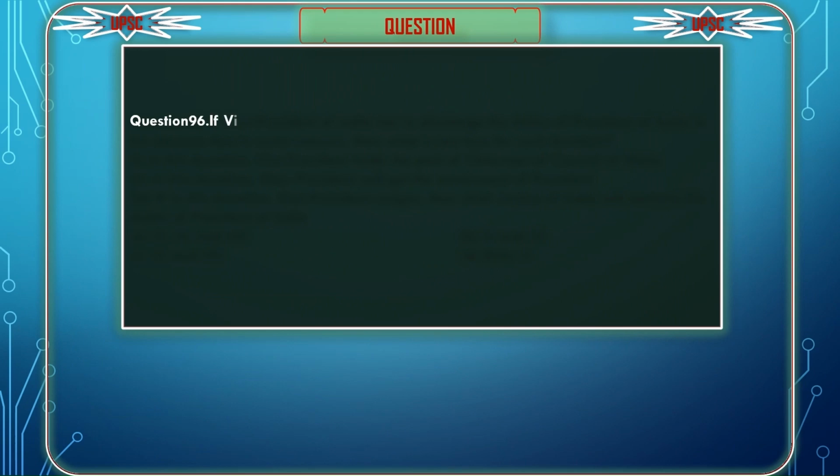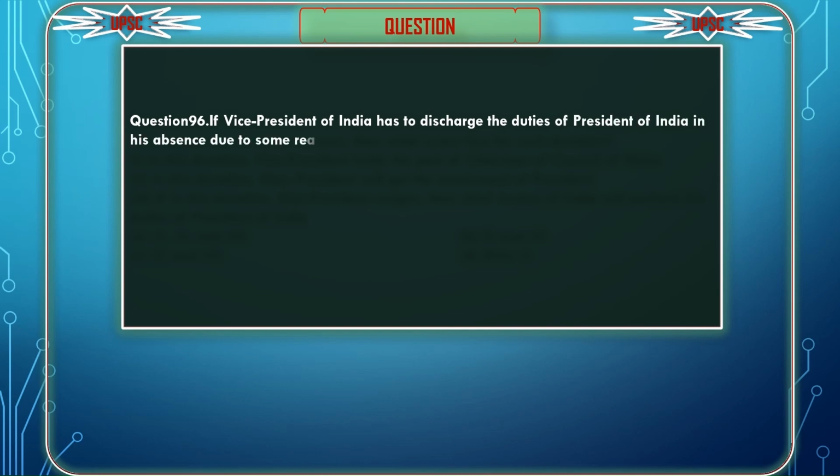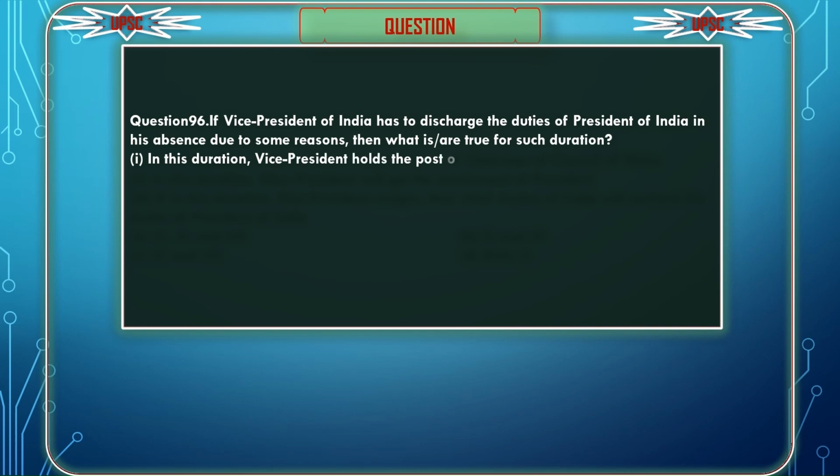Question 96. If the Vice President of India has to discharge the duties of the President of India in his absence due to some reasons, then what is true for such duration? 1. In this duration, the Vice President holds the post of Chairman of the Council of States. 2. In this duration, the Vice President will get the emolument of the President.